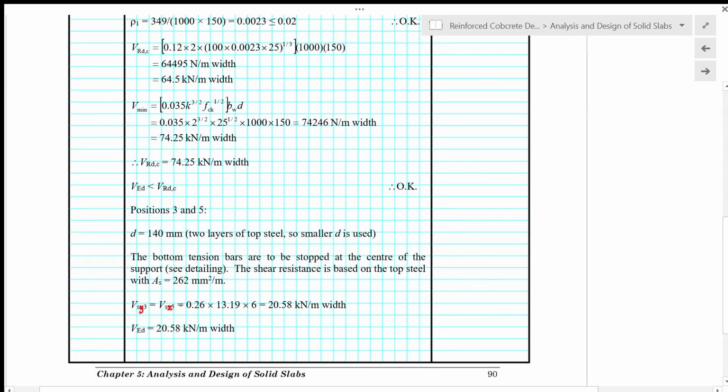So at the supports we have VSY and VSX. Okay, so VSY is at location 3, VSX is at location 5. So both shear forces are equal to beta Vx and beta Vy equal to 0.26, and then multiplied by the design action of 13.19 kilonewton per square meter multiplied by Lx, which is equal to 20.58 kilonewton per meter width. So the applied shear force is 20.58 kilonewton per meter width.